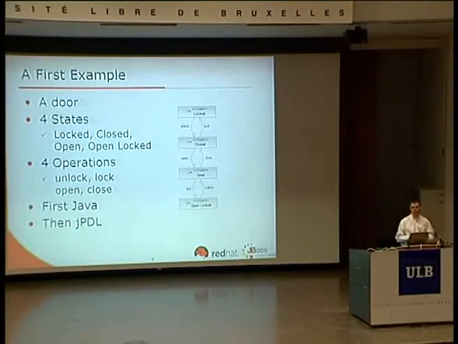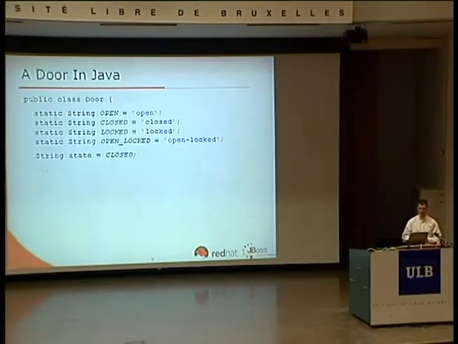So there are 4 door states. The door can either be locked, closed, open, or open and locked, in which case you cannot close it directly, so you first have to unlock it, then close it. And then you have a number of transitions between those. So there are 4 different operations. You can lock, unlock, close, and open this door. Now let's look at the Java implementation.